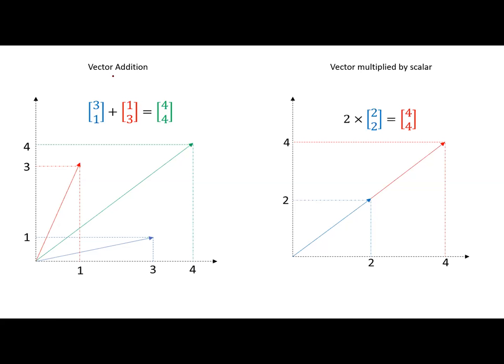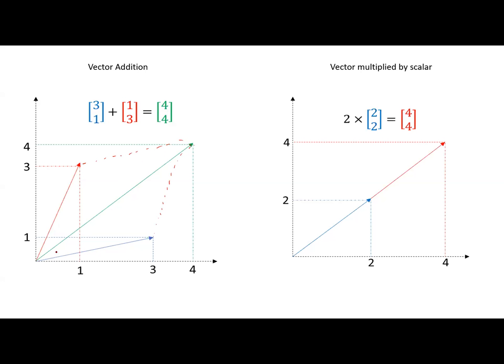On the left-hand side is vector addition. If I ask you to add these two vectors, (3, 1) plus (1, 3), many people could answer that it equals (4, 4). But what does it mean geometrically? As you can see from the graph, this blue vector represents (3, 1) and the red vector represents (1, 3). Adding these two vectors means we draw a parallelogram of these two vectors, and then we connect the origin to the opposite vertex of the parallelogram diagonally. This green vector is exactly (4, 4). So this is the meaning of vector addition.